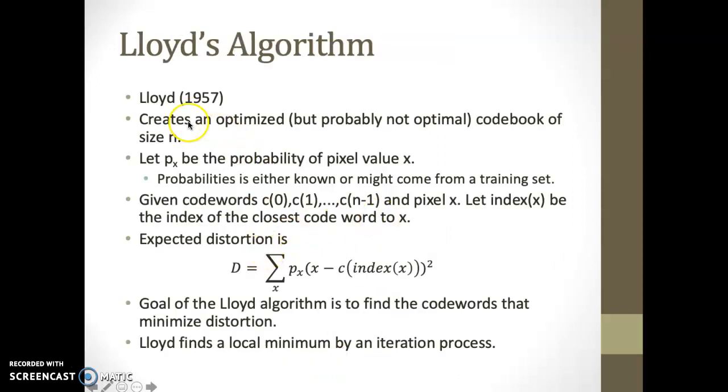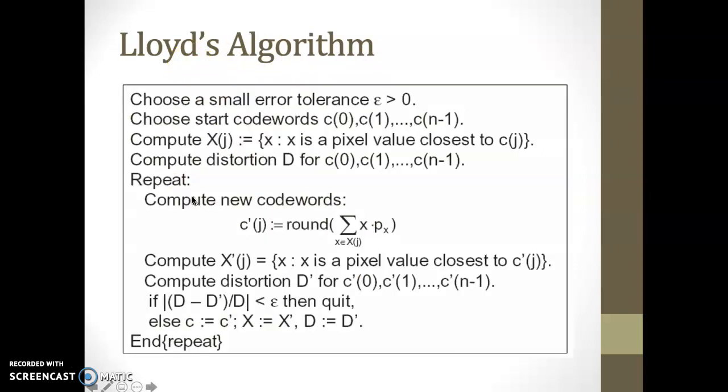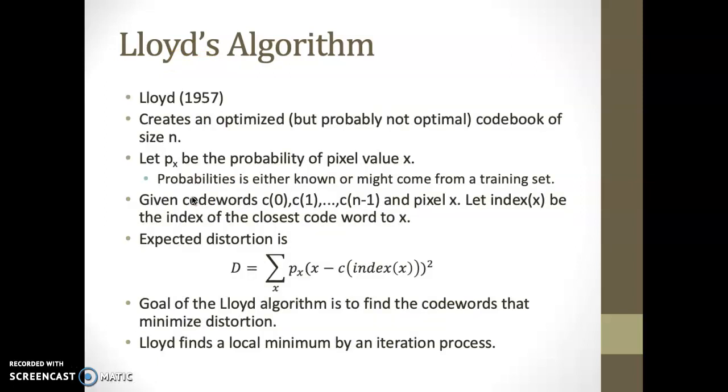So next is the Lloyd algorithm. This Lloyd algorithm is one of the techniques for scalar quantization. It was initiated in 1957 and creates an optimum, but probably not optimum, code book of size n. Let p of x be the probability of pixel value x. The probabilities are either known or might come from a training set.